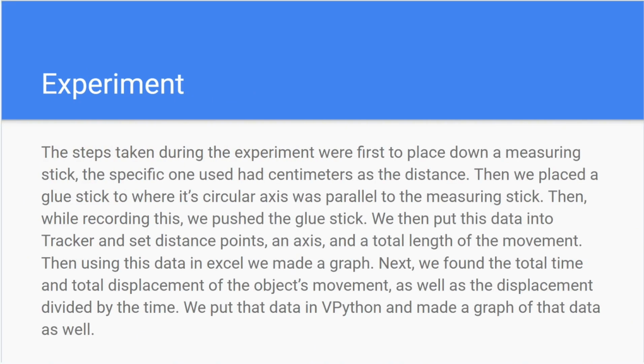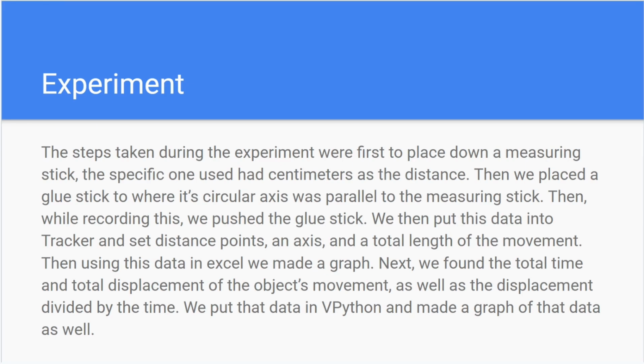So the steps taken during this experiment were first to place down a measuring stick. The specific one we used has centimeters as the measuring distance. Then we placed a glue stick to where its circular axis was parallel to the measuring stick. Then, while recording, we pushed the glue stick. We then put this data into Tracker and set distance points, an axis, and a total length of the movement. Then, using this data in Excel, we made a graph.